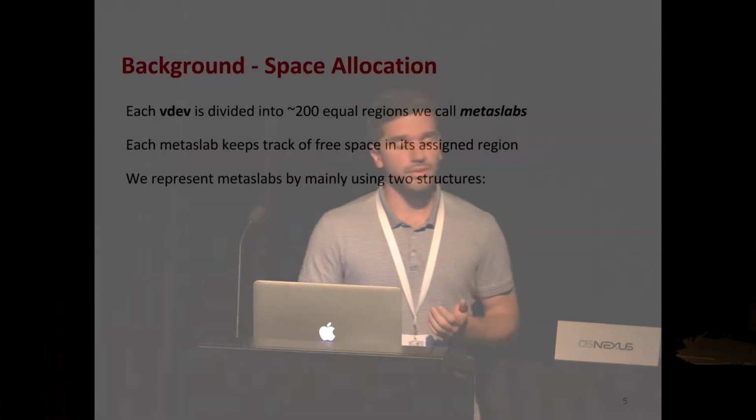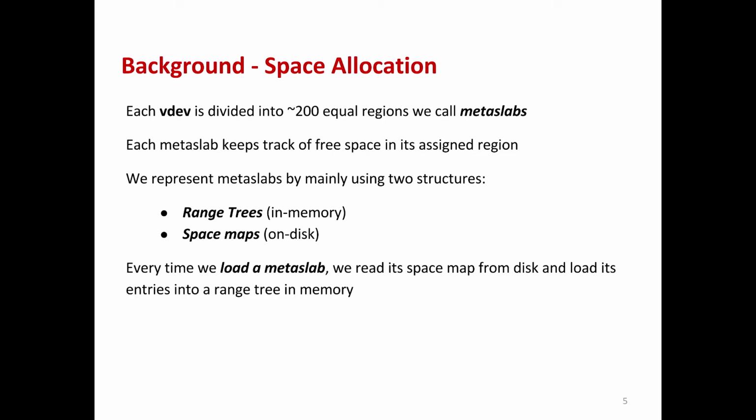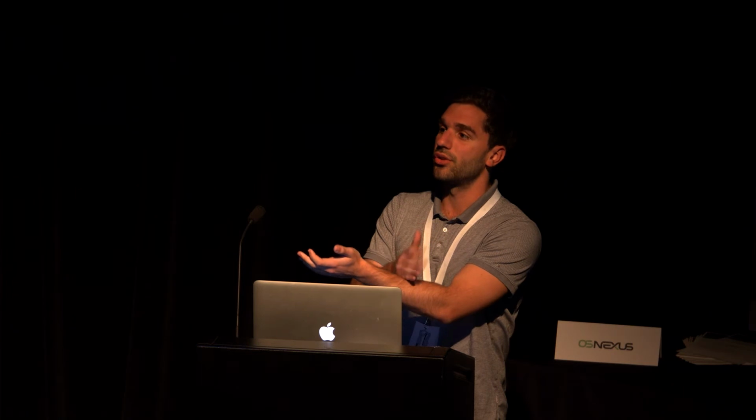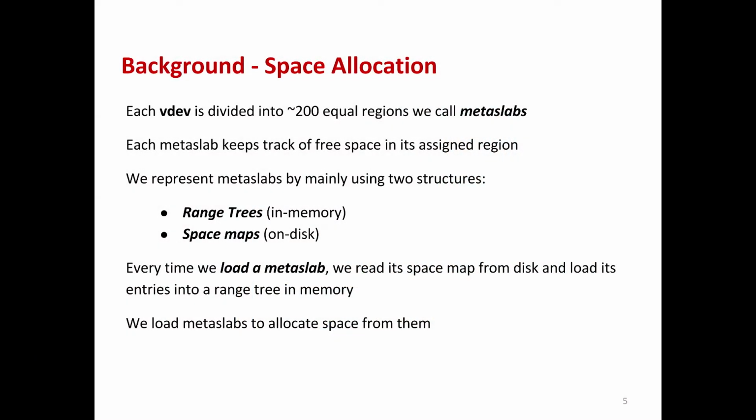Within ZFS, we represent these metaslabs mainly by two structures. One in-memory structure called the range tree, and one on-disk structure called the space map. And before I go more into how these structures look, I would like to also emphasize some terminology. Whenever I say that we load a metaslab, it means that we basically read the on-disk structure, the entries on the space map that we're going to see later, into memory, into the range tree. Another thing that I want to emphasize is that in ZFS, we only allocate from loaded metaslabs, basically the ones where the range tree is populated. But we can free from any type of metaslab, loaded or unloaded.